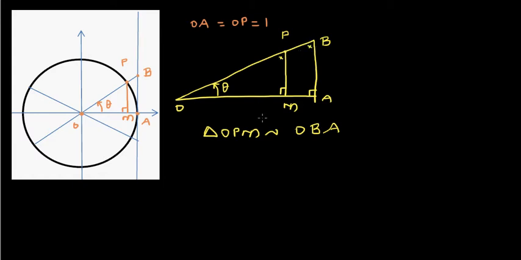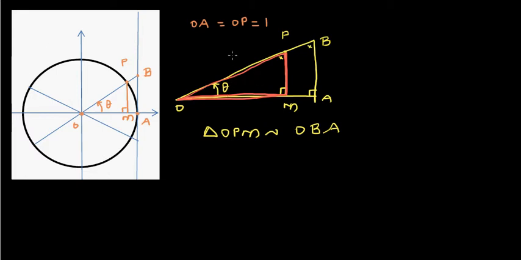So these two triangles, let me use different colors. This is the inside triangle. This inside triangle is similar to the mother triangle. So this is the daughter triangle, which is inside the mother triangle OBA. Okay, so using the rule of similar triangles, before that, let me show one more fact.